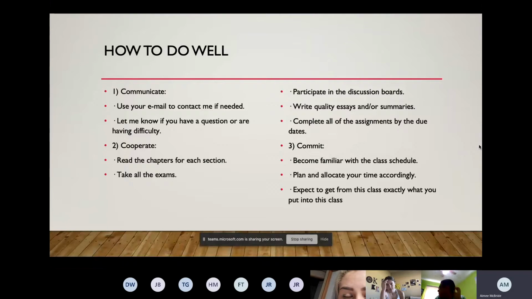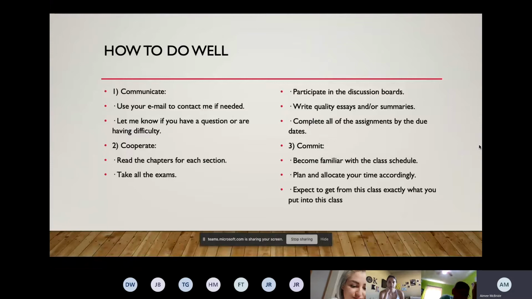Cooperate. And by cooperate, I mean, please read the chapters before the class and take the exams and participate in the discussions, do your work basically, and do them by the due date listed. And lastly, commit. Become familiar with the class schedule. This class schedule is pretty simple to remember. It's every day except for Friday at the same time. Plan your time accordingly to come to class.